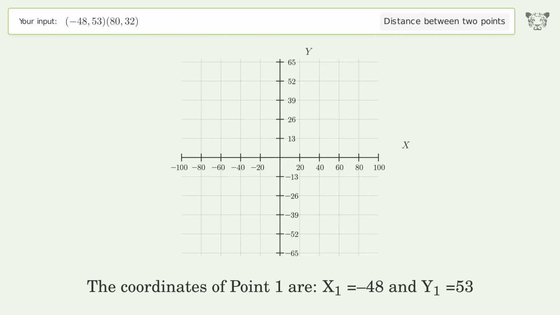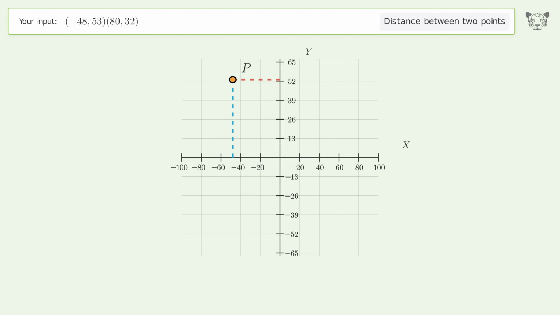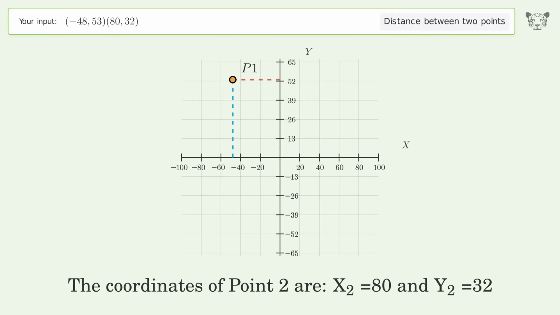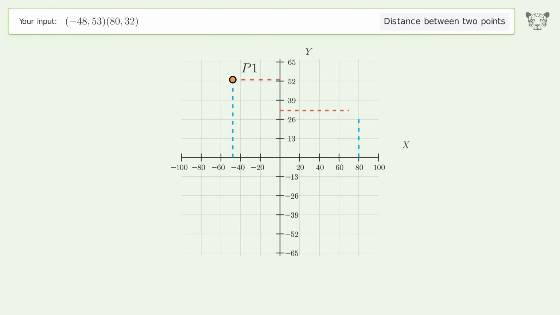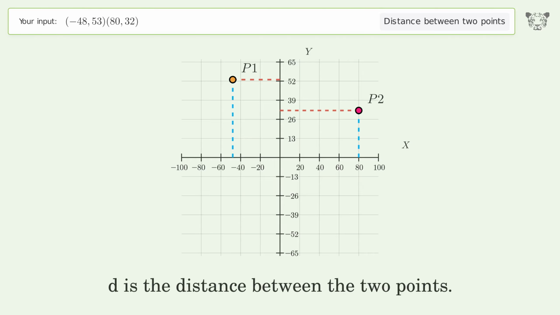The coordinates of point 1 are x1 equals -48 and y1 equals 53. The coordinates of point 2 are x2 equals 80 and y2 equals 32. D is the distance between the 2 points.